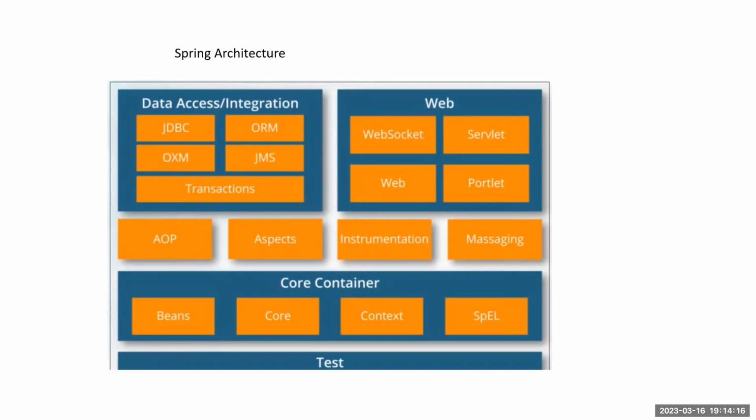So there's the core container, and we are going to see exactly what these things are and how they help us whenever we are developing a project. We'll see that in detail in the next slides. When you come to the next layer, you see AOP, aspect oriented programming, aspects, instrumentation, messaging. If you want to integrate with anything like MQ, middleware queues, and if you want to publish or consume some messages, we do those things at this layer.